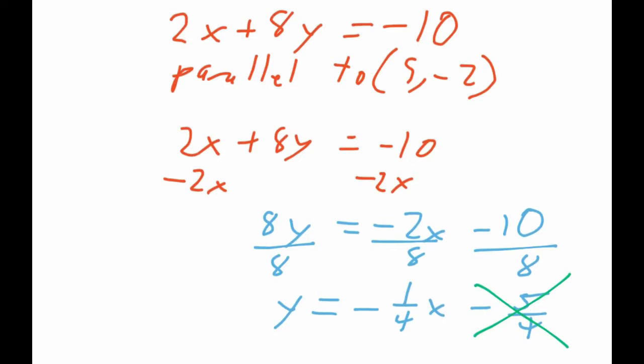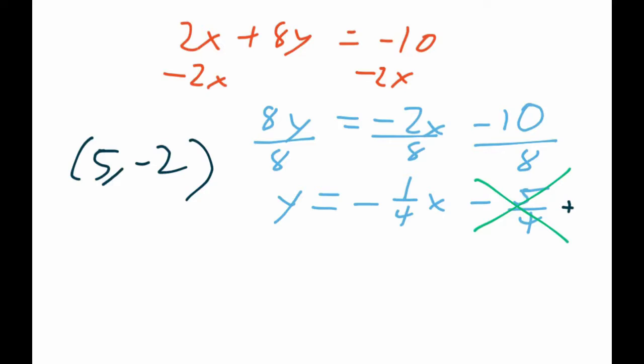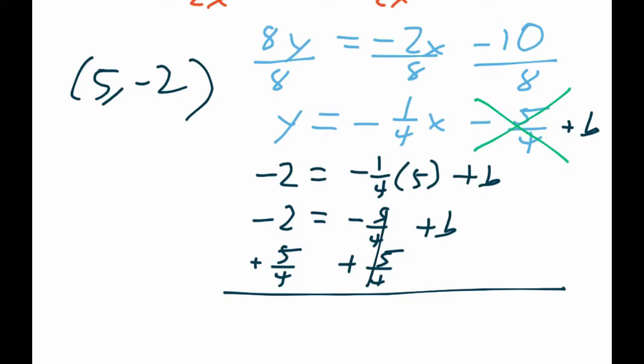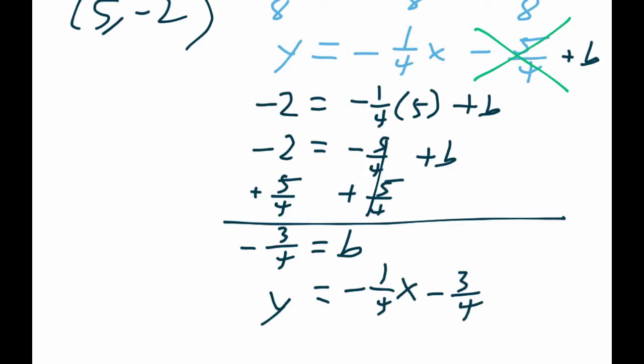So the point we had up here was 5, negative 2. So I'm going to plug that into this to find out what my new b is. So negative 2 equals negative 1/4 times 5 plus b. So I got negative 2 equals negative 5/4 plus b. Add 5/4, and we wind up with negative 3/4 equals b. So my answer would be y equals negative 1/4 x minus 3/4.